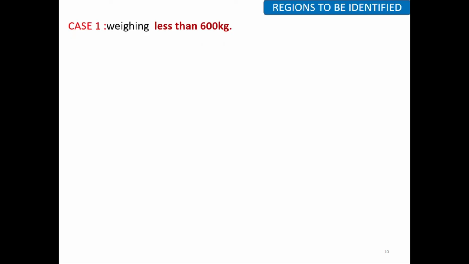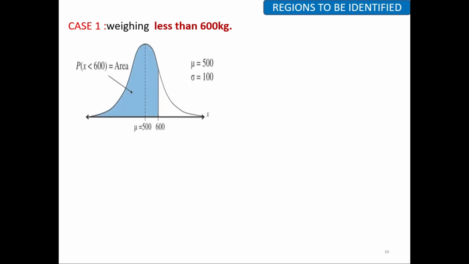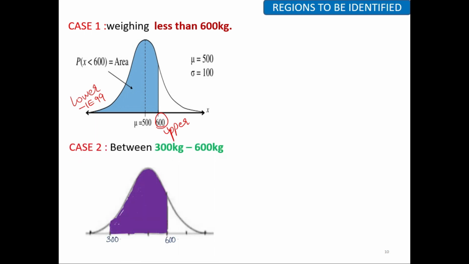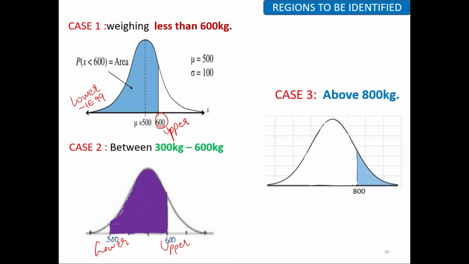Case 1 was weighing less than 600 kg. We saw the region which is less than this, with the mean and standard deviation given. The lower limit was taken as negative 1E99 and this is the upper limit. In the second case it was between, so it was easier. You knew the lower and this is the upper limit. In the third case we had two ways to solve it, which were discussed. That's it.